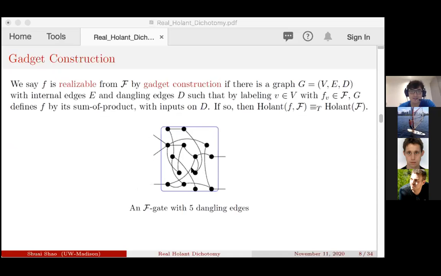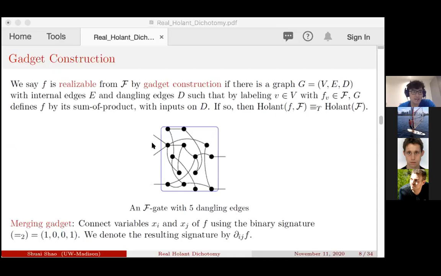So this gadget defines a signature. Now, if f is realizable by the signature set script type by a gadget, then the Holant problem specified by this small f together with the original signature set script type is just equivalent to the Holant problem specified by only the signature set script type. So this reduction is quite easy. Every time this signature small f appears in an instance, we simply replace it by this gadget, where vertices are labeled by functions from this signature set script type.